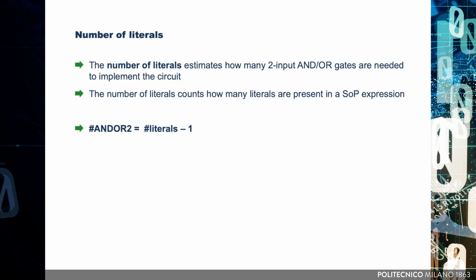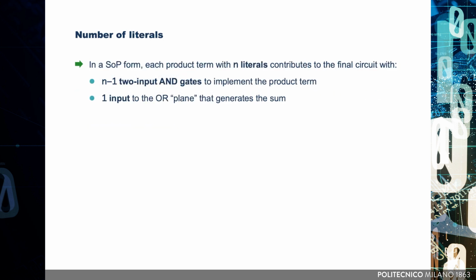Let's now move on to the number of literals. The count of literals in a SOP expression estimates how many 2-input equivalent AND/OR gates are needed to implement the corresponding circuit. The number of 2-input equivalent AND/OR gates corresponds to the number of literals in the expression minus 1. Let me show you how this formula is derived. In a SOP form, each product term with n literals contributes to the final circuit with n minus 1 2-input equivalent AND gates on the AND plane, and 1 new input to the OR plane.